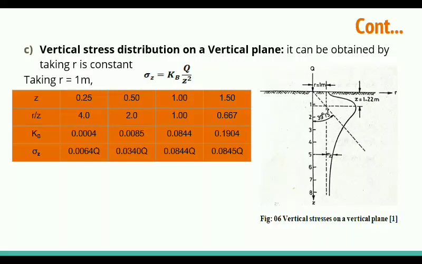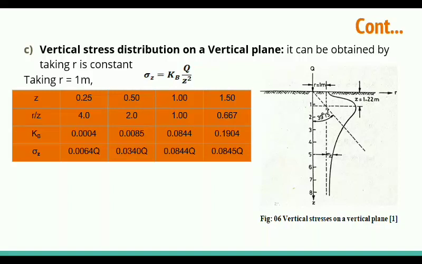So in this graph, you can see that when the Z value is first increasing, then if you increase the Z value, sigma Z, the vertical stress at a point, is first increasing and then decreasing, and the maximum value is occurring at a 1.22 meter vertical distance from the ground surface. So this is one of the distribution graphs in a vertical plane.